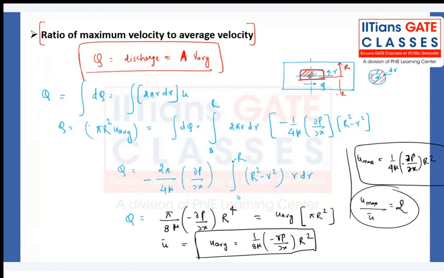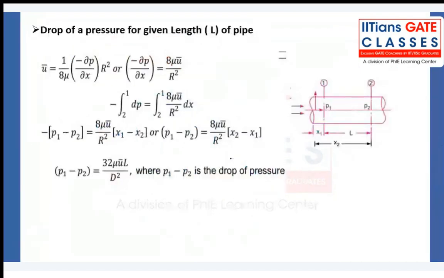Now, note down the next concept: drop of pressure for a given length of pipe. Now you will come to know why there is a drop of pressure. A very clear picture will be there in front of you. Now we know that average velocity U average is equal to 1/(8μ) (−∂p/∂x) R², or we can also write −∂p/∂x equal to 8μ U bar divided by R².